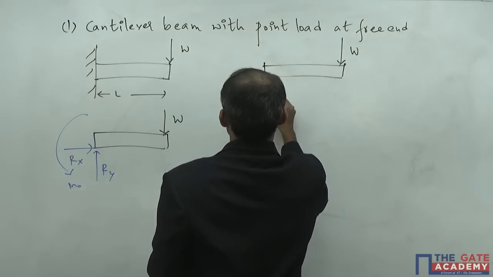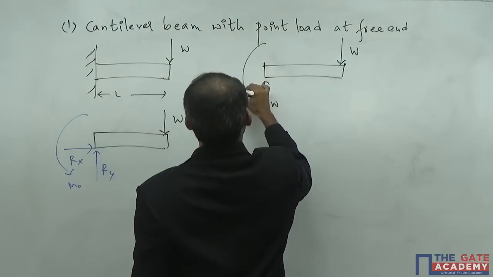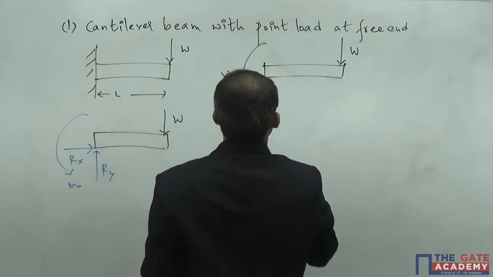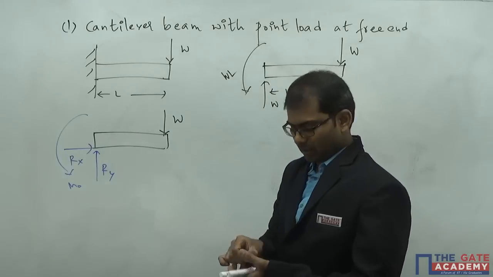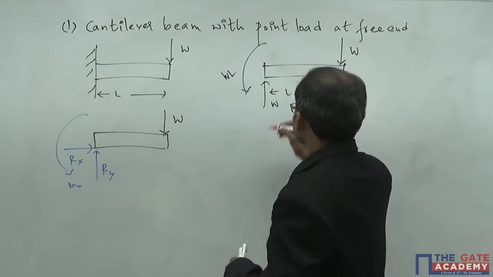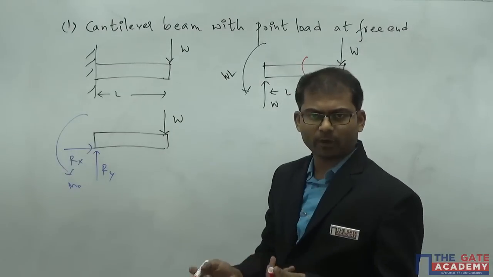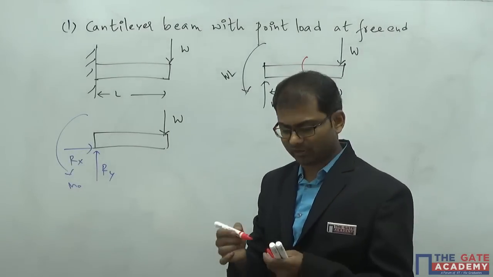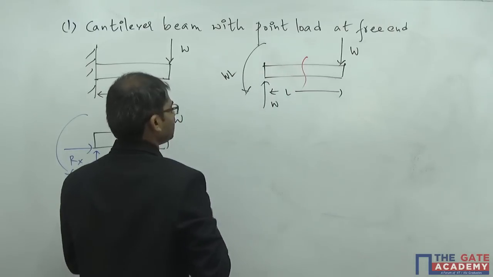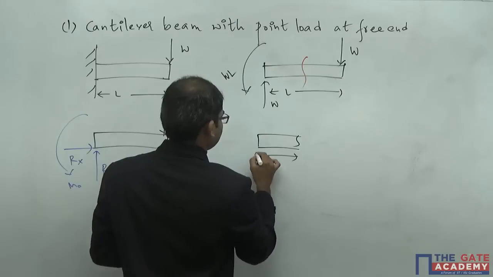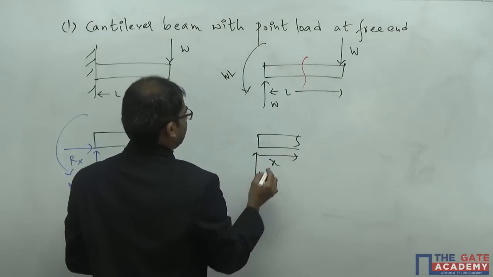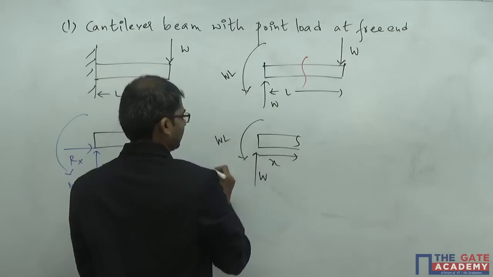So Ry will come as W, Rx will become 0 and M0 will become W into L. So this length is L. Okay, so to draw the bending moment diagram, I am making a cut. I will take the left part or right part, I will get the same answer, so I will go with the left part here, which is having a length as X. So here I have load as W, and here the moment is given as W into L.